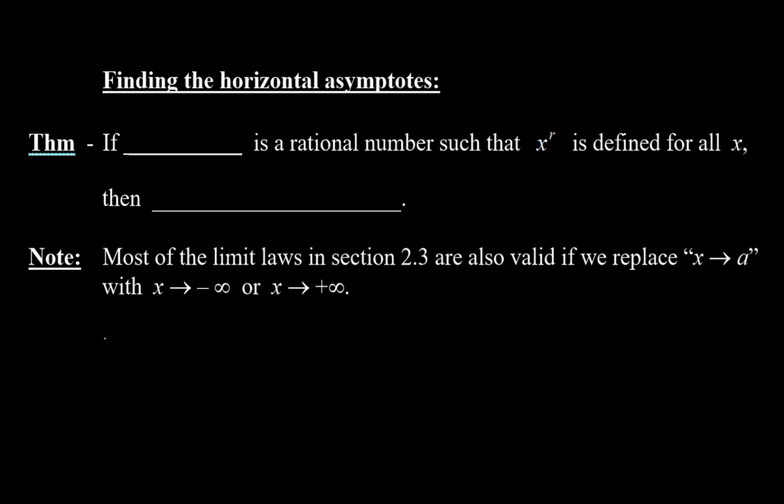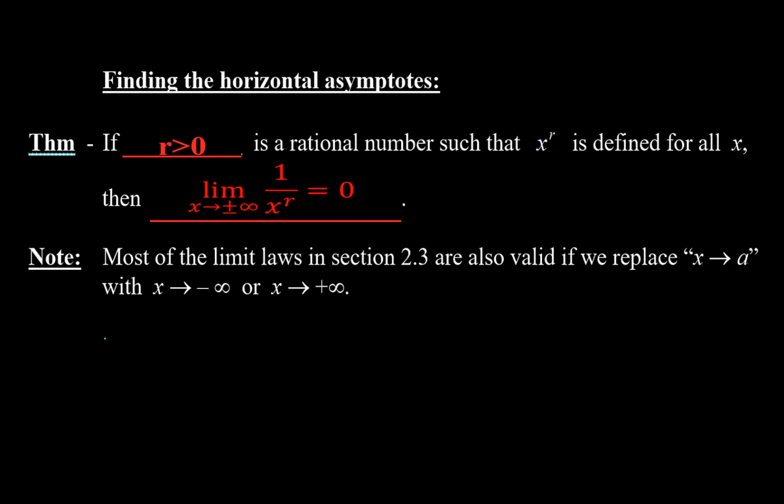So let's figure out how we can find those horizontal asymptotes. If r is greater than or equal to 0 is a rational number such that x to the power of r is defined for all values of x, then we can say that 1 over x to the r, as x approaches positive or negative infinity, will always equal 0.